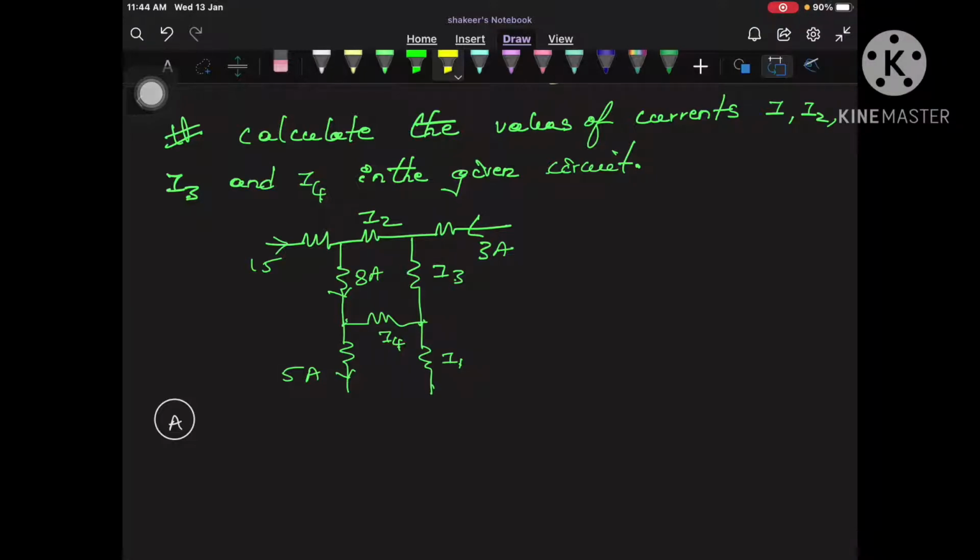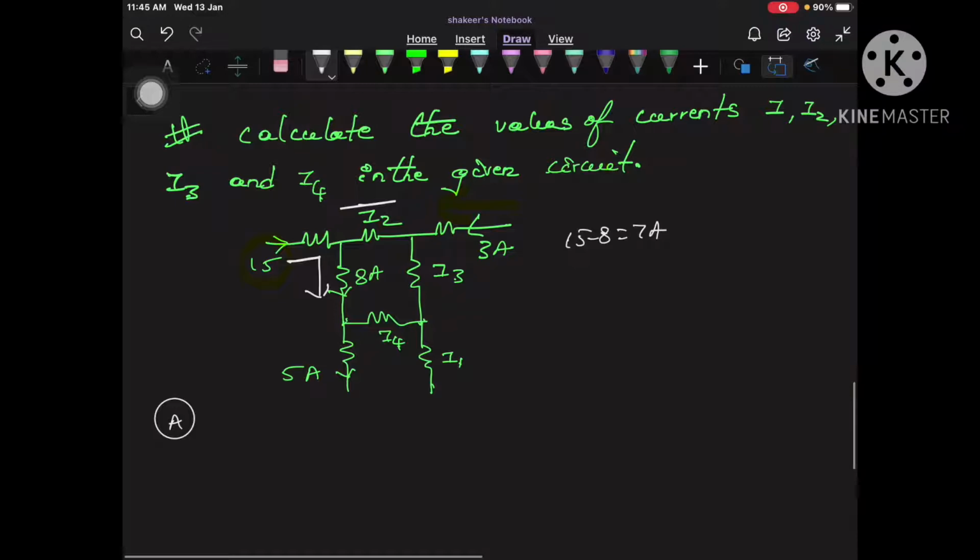So here I see that 15 amperes of current is entering this wire, and here 3 amperes is entering this wire. Clear? Out of this 15, in this branch 8 amperes of current is flowing. It means the remaining current should have flowed into another branch. 15 minus 8 is equal to 7 amperes. So that 7 amperes should have flowed in this branch. So definitely I2 is equal to 7 amperes.